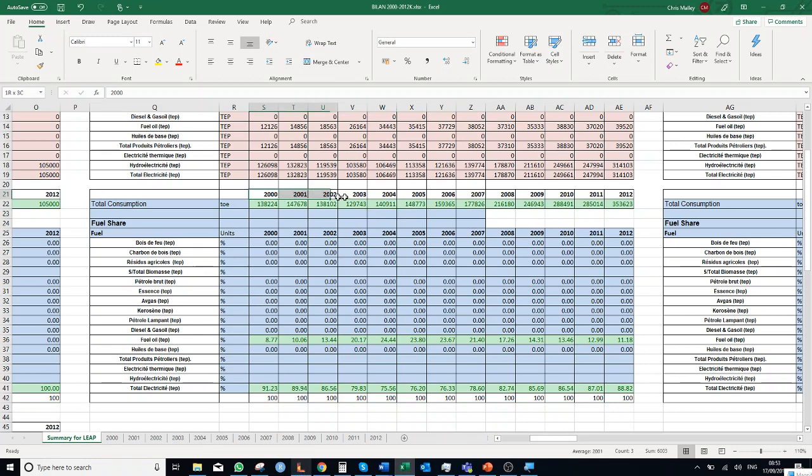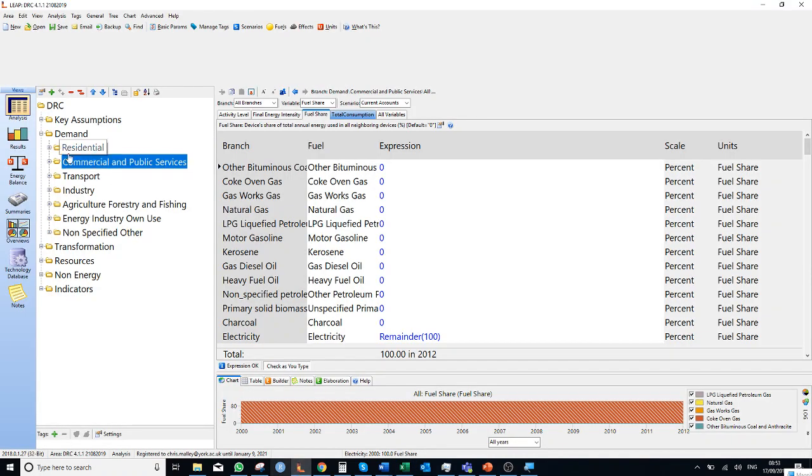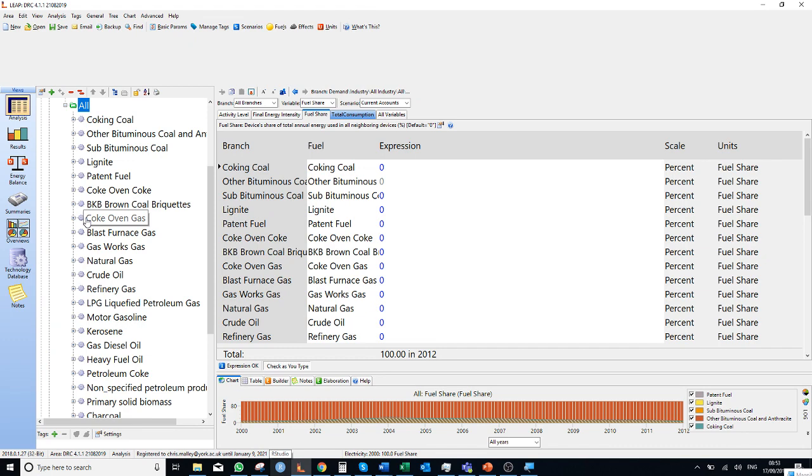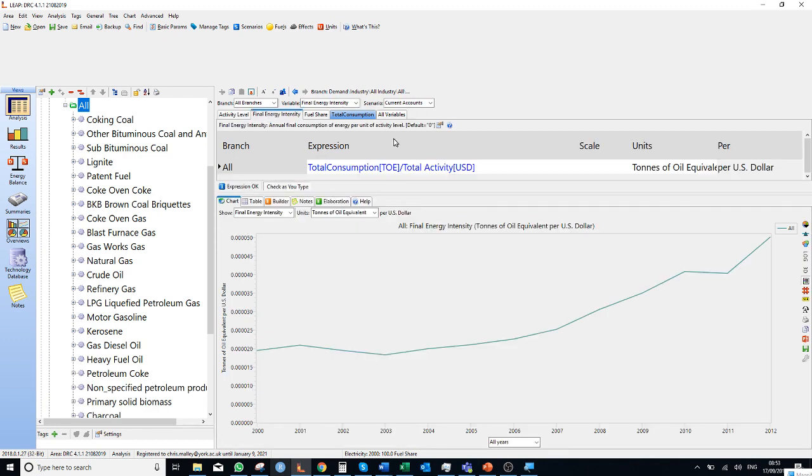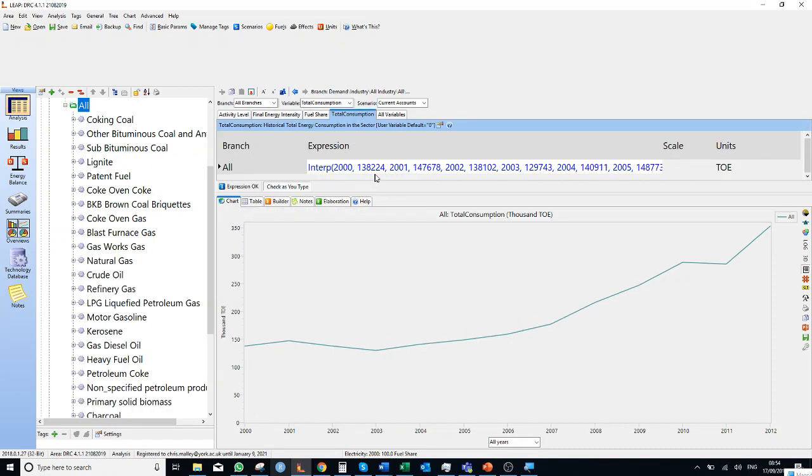And again, I entered these data by copying the year and copying the value and pasting it into LEAP. If we go to industry, I've got all industry together, no disaggregation. Again, the activity level is GDP. We don't need to worry about that. Total consumption divided by total activity gives the final energy intensity. The key variable that we've entered is the total consumption in tons of oil equivalent, and we've got our time series for 2000 to 2012.